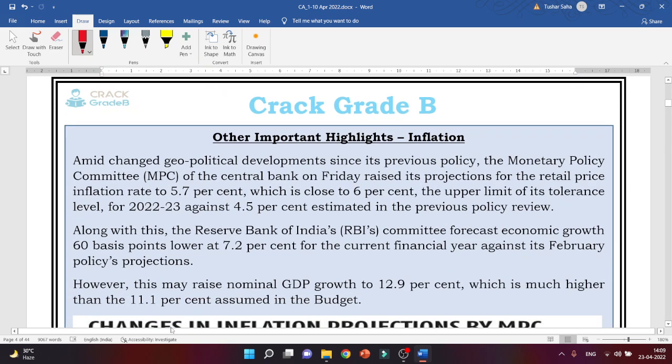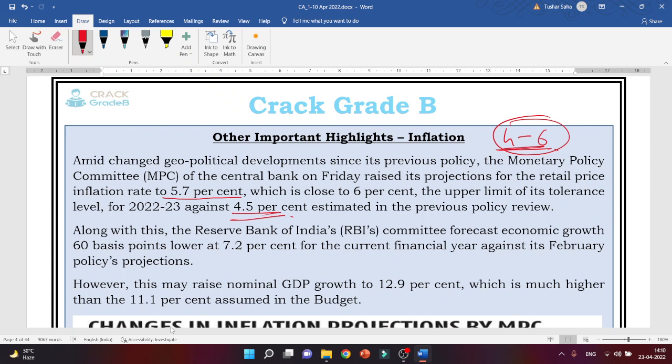RBI has projected the retail inflation at 5.7%, which is close to 6%, the upper limit of the tolerance level. What is the tolerance level of the RBI? It's 4 to 6%, right? So 5.7% is close to 6%. This is what RBI has projected, right? In the previous policy, it was 4.5%.